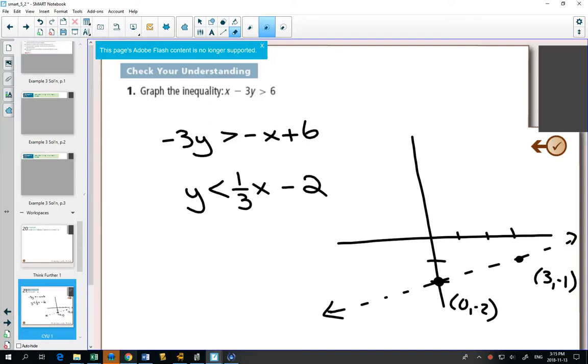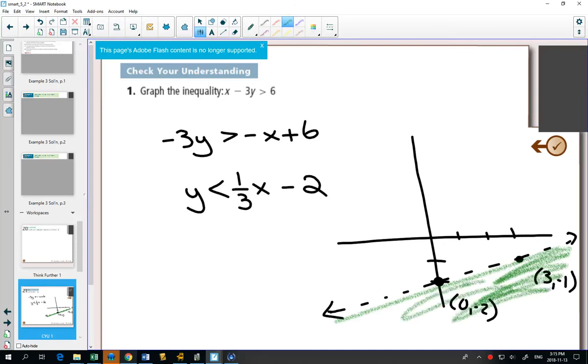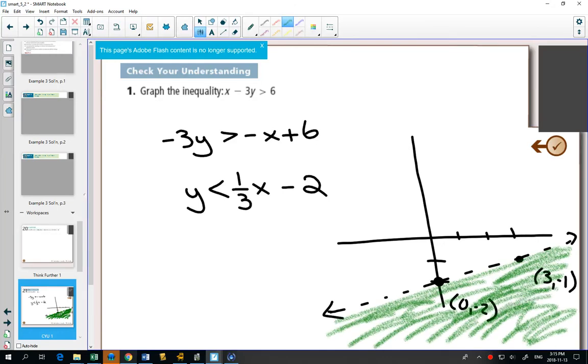Now for shading, will I shade above or below? Below, because it's y is less than. So take out your favorite crayon or whatever you like to use for shading. And shade below. And that is our solution.